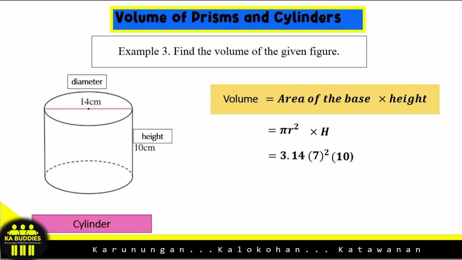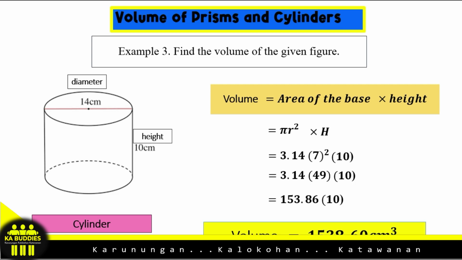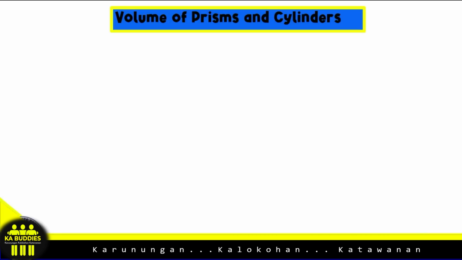Let us solve first the exponent. So 3.14 times 49 times 10. 3.14 times 49 is equals to 153.86 times 10. The final answer will be 1,538.60 cubic centimeter or 1,538.60 cm cube. So again, our lesson is about the volume of prisms and cylinders.